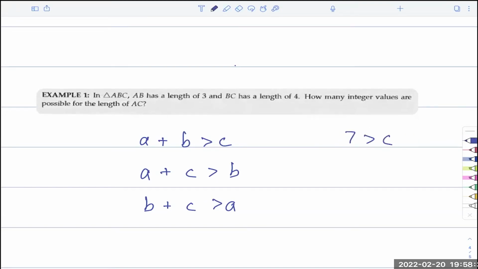Okay, so that makes a lot more sense. Right? But it also means that C has to be greater than 1. Why? Because 4 plus C is greater than 3. I don't really need to use the third one, although that will mean C is greater than minus 1. But that's the same thing, I mean if C is greater than 1, then C is obviously greater than minus 1. So it's not needed. But the idea is that sum of any two sides should be bigger than the third side.